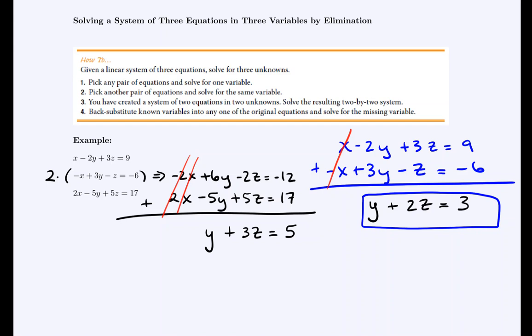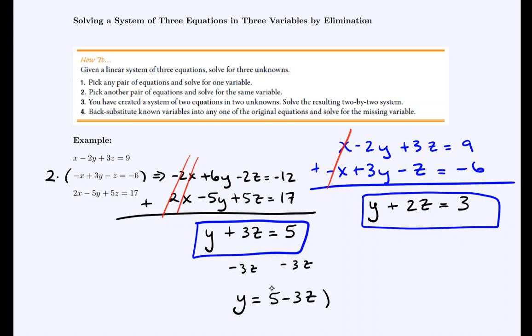Okay, so this is great. Now I have two equations in the same two variables. At this point, it becomes a problem very similar to our last section. You would solve to get one of these variables by itself, and you could either do that with the substitution or elimination method. I might say we could move this 3z over, and we would get y equals 5 minus 3z. So we can substitute this in for the other equation here.